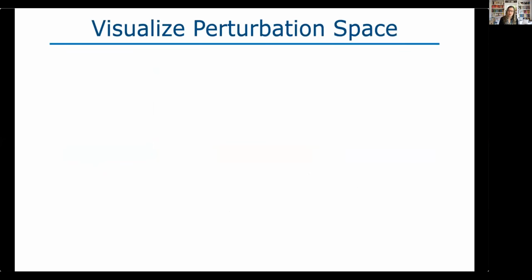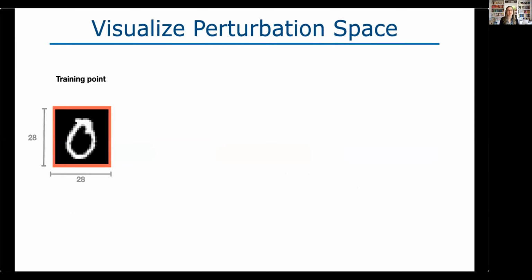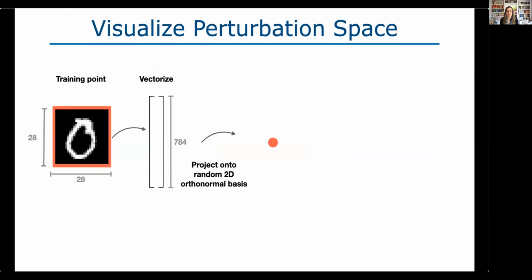So I want to start by trying to gain some understanding into how these adversarial perturbations work. How is it that you can have a tiny little perturbation and result in a large change in the output space? So to do that, we're going to take an MNIST digit. These are tiny little digits, 28 by 28, and they're just grayscale. We can vectorize it. We can then project it onto a 2D orthonormal basis. It's going to be represented by this point here.